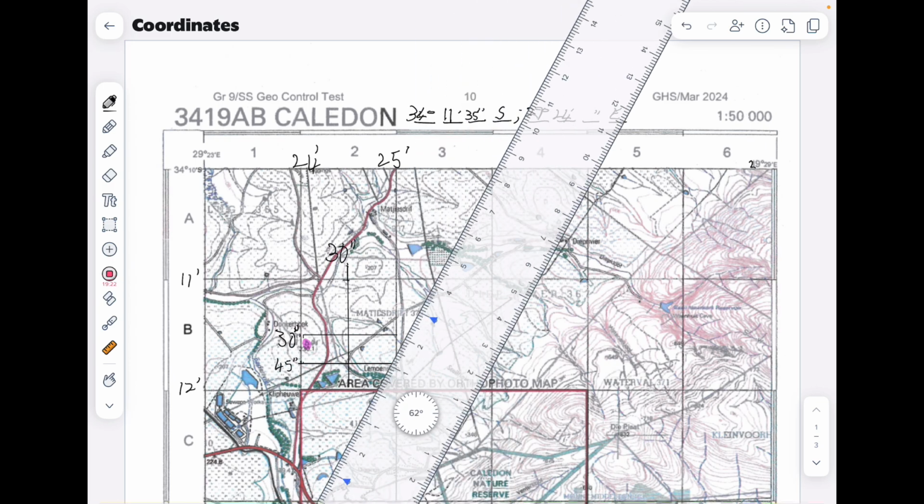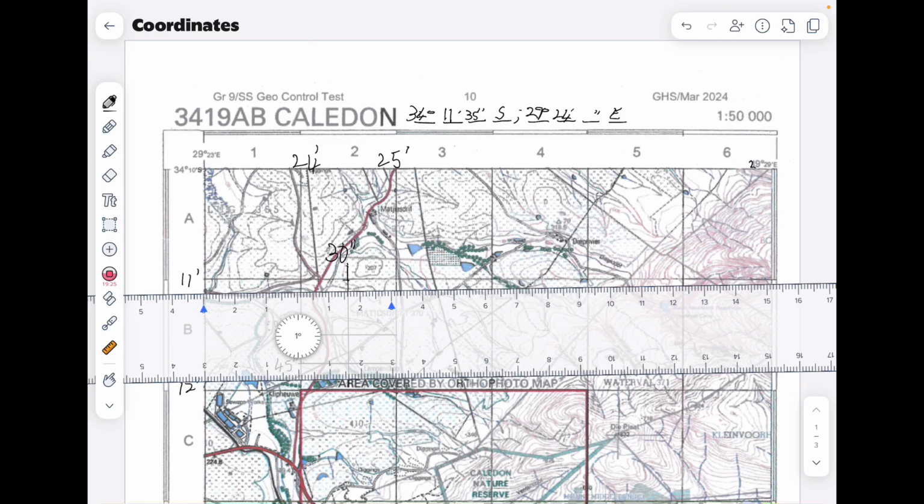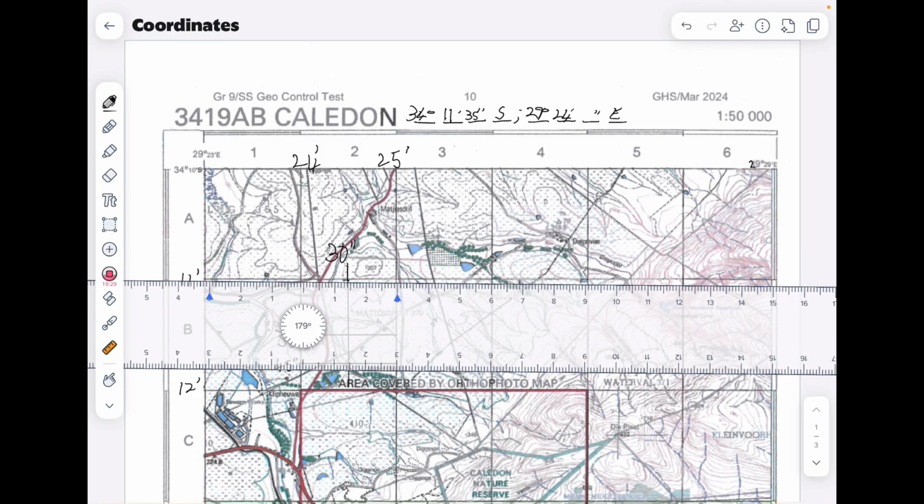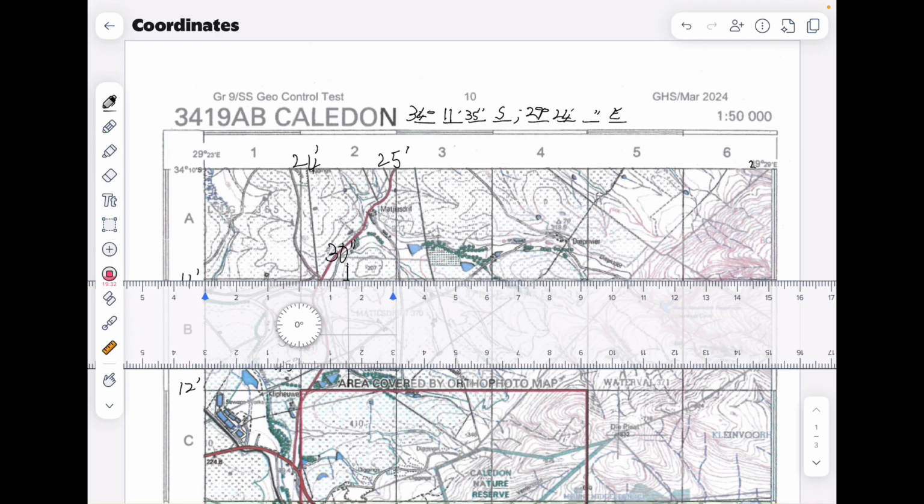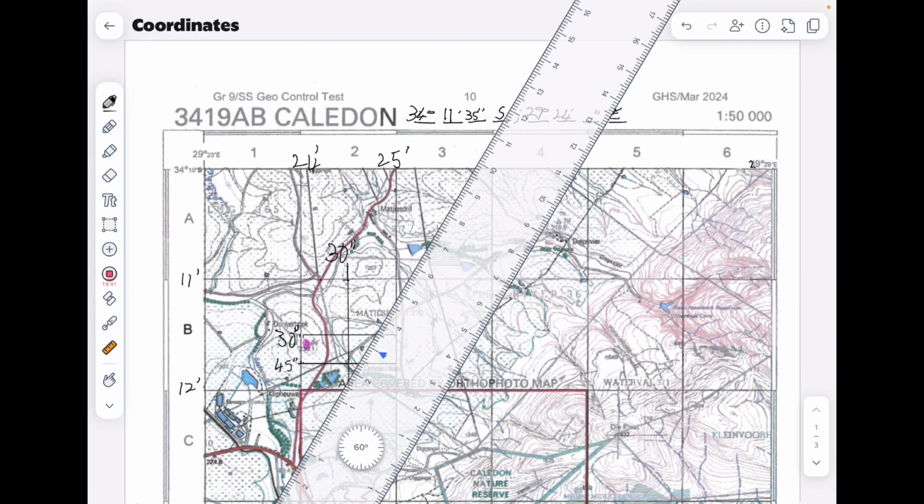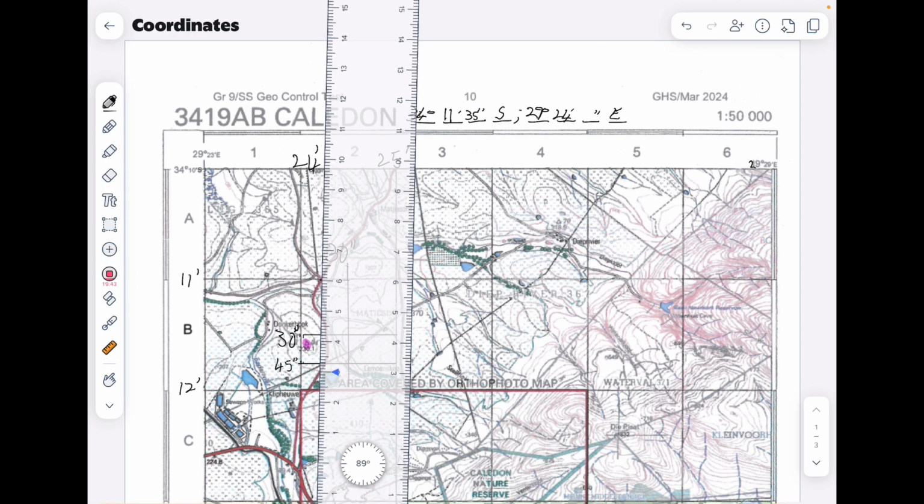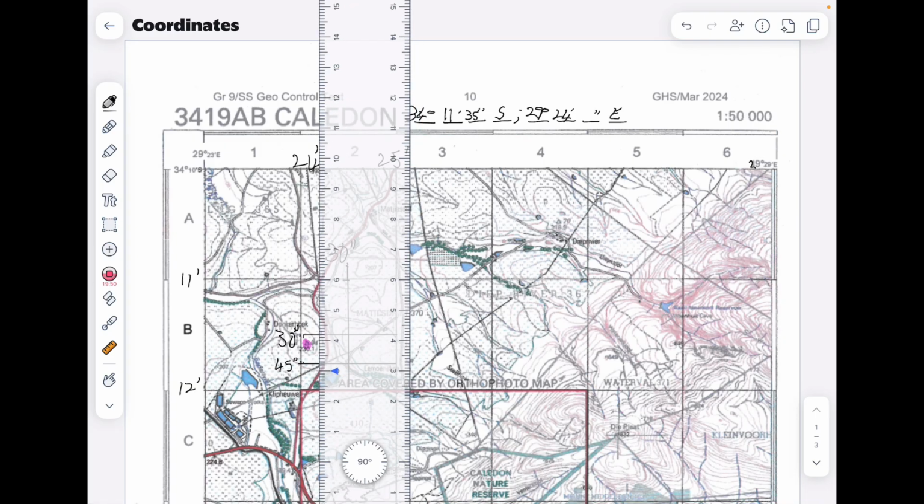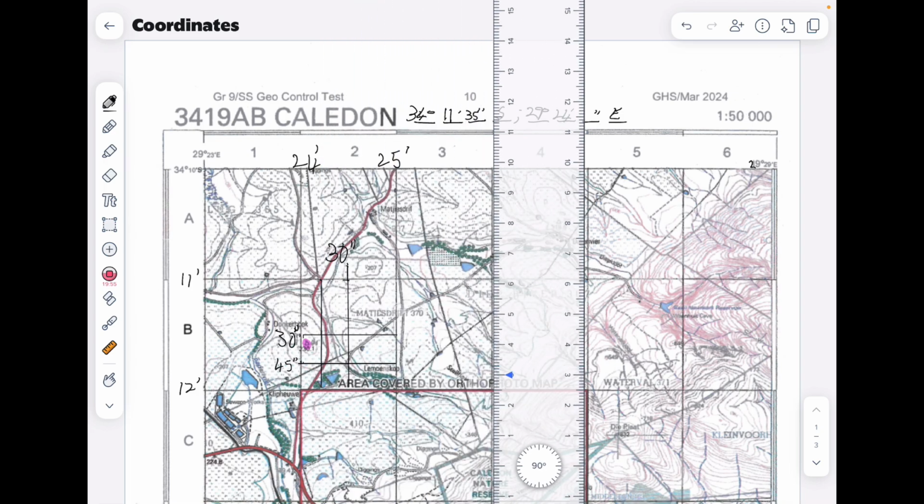And again, we then go halfway between our seconds. So from 0 to 1.5, that's going to be about 0.7 centimeters. So we make our mark over there. Again, we turn the ruler and we make sure it's properly vertical. And then we draw our line. And that is going to be 15 seconds.